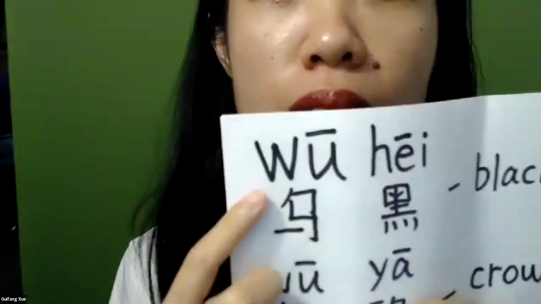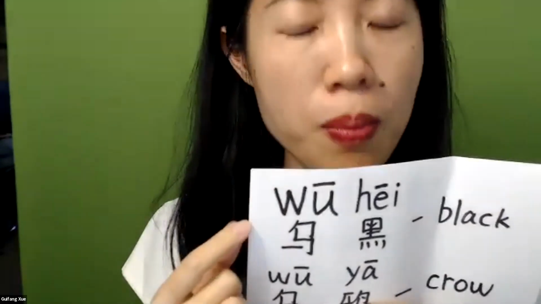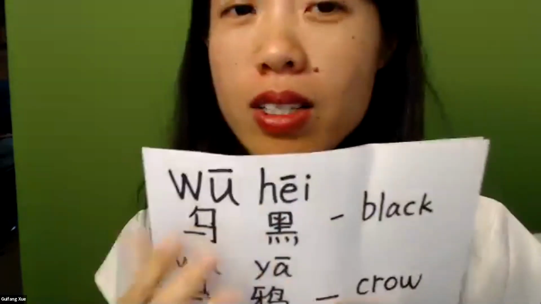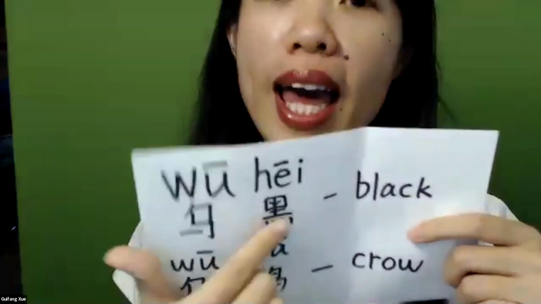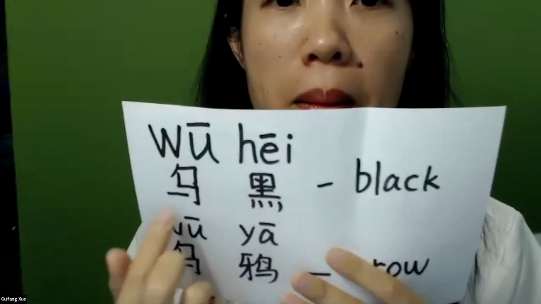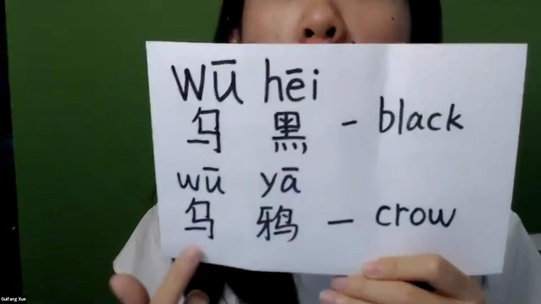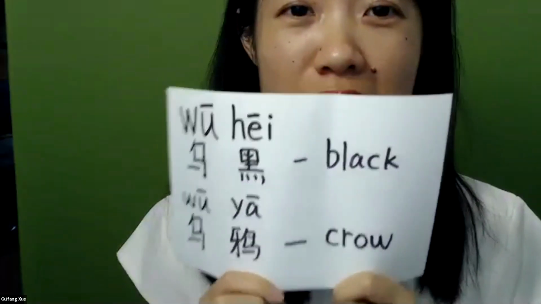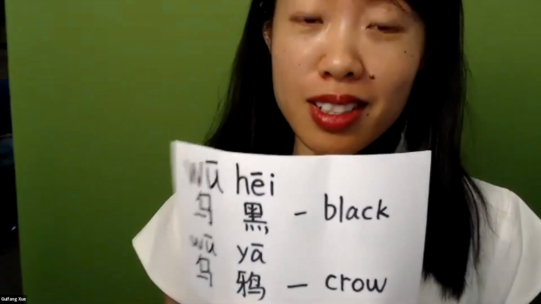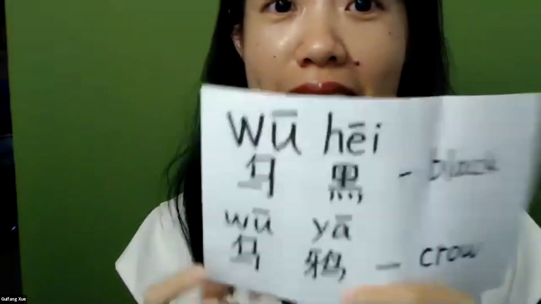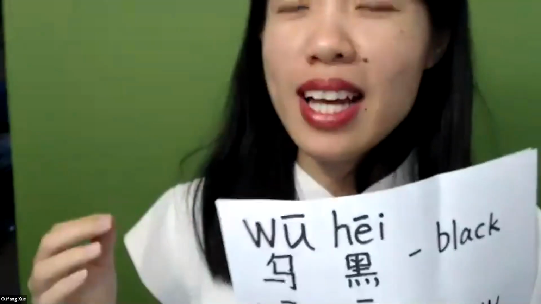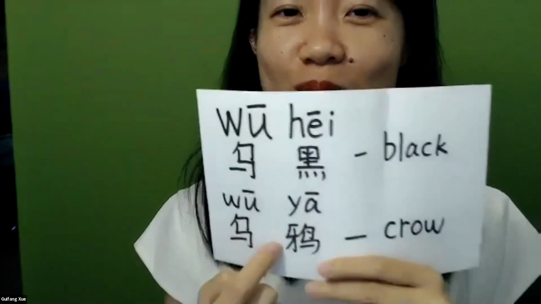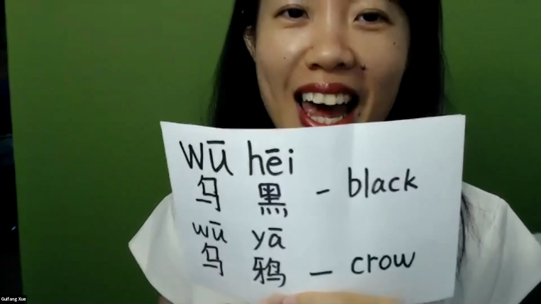Wu by itself, W in Chinese, is also pronounced wu. Wu hei also means black. Wu, black. Wu hei, black. And then wu ya, crow. Wu ya means crow. Because a crow is a black bird, right? And the crow yells ah, ah, ah, so it sounds like that. So in Chinese, that is wu ya, wu ya.